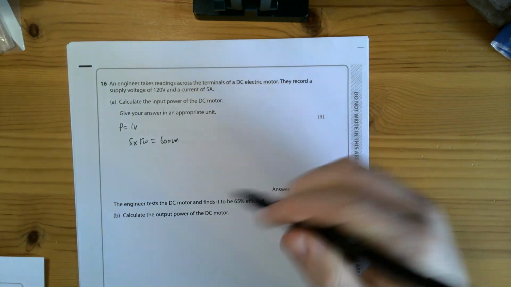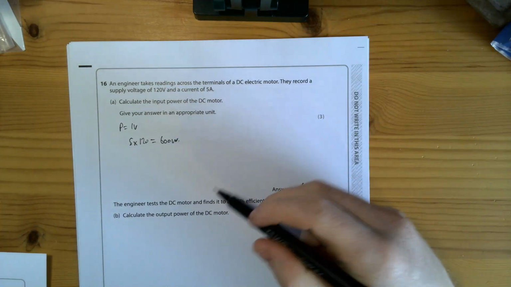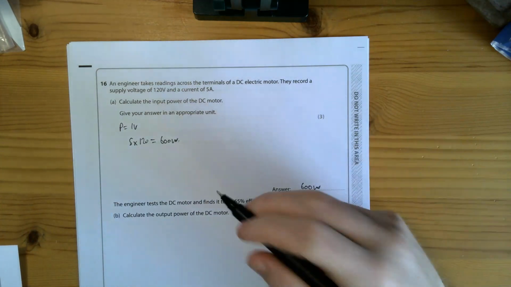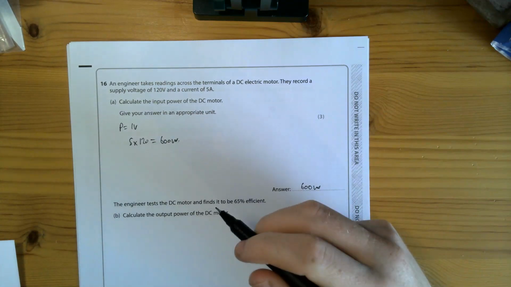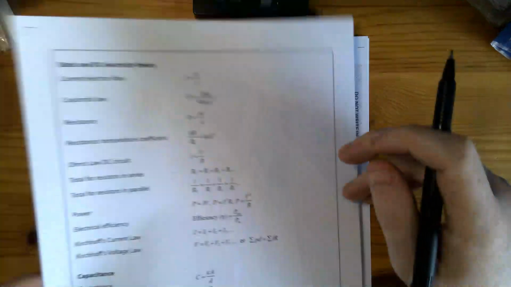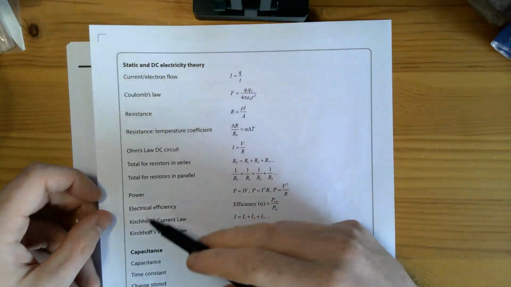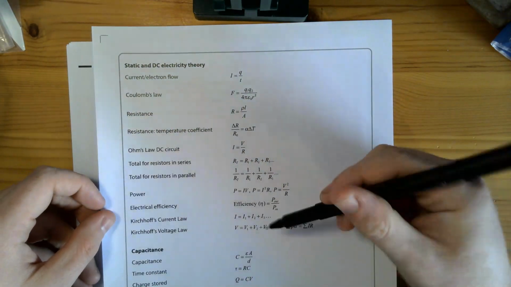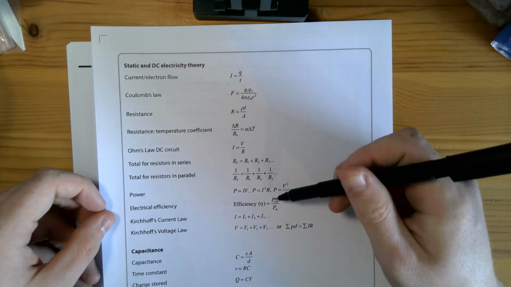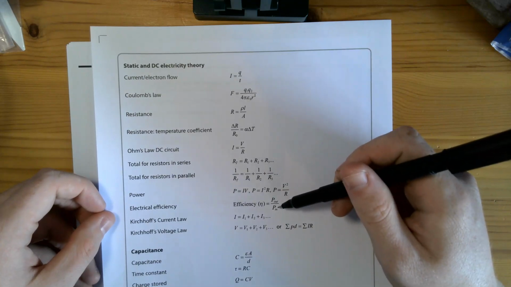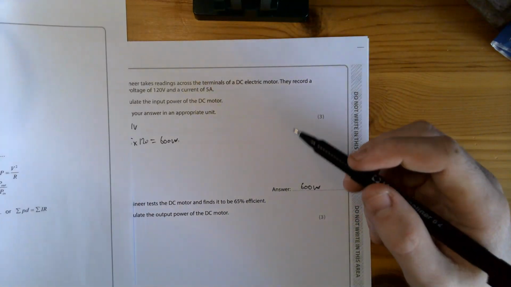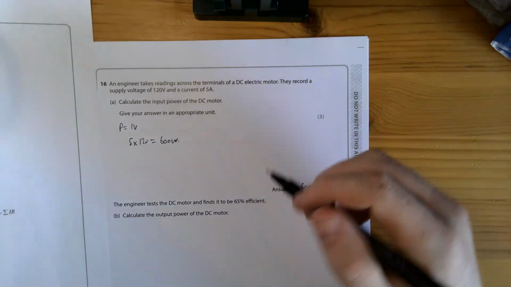watts. Now, the engineer tests the DC motor and finds it to be 65% efficient. Calculate the output power of the DC motor. Right, let's have a quick look. We've got an electrical efficiency equation just here. It says efficiency equals power output over power input. Right, I've got a power input of 600 watts.